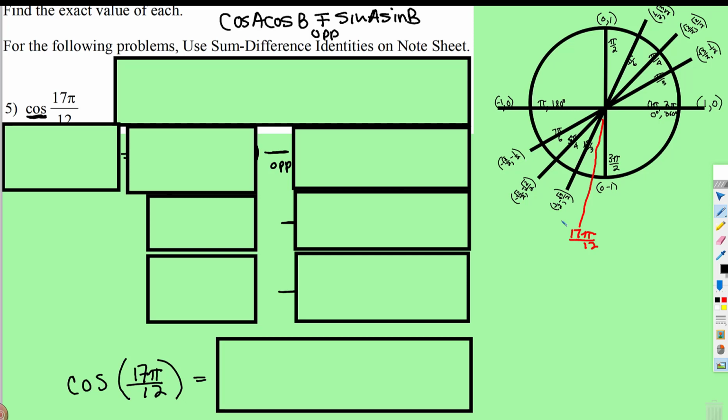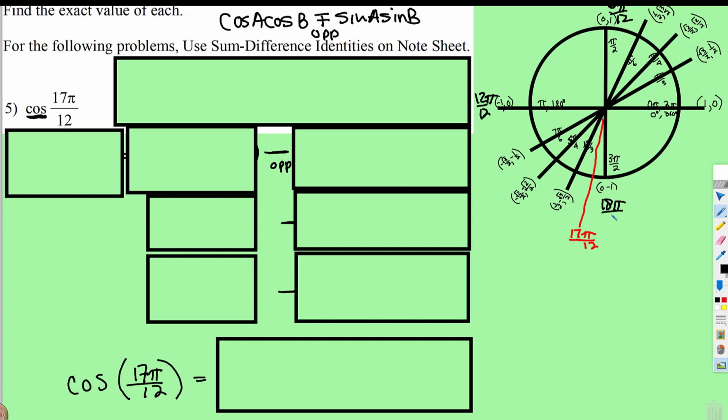Well, look at this. It says 17 pi 12. That's your number 5. Well, remember, pi would be the same as 12 over 12. Half would be 6 over 12. So 6 more than 12 right here would be 18 pi 12s. So then that makes it easy to locate. Oh, this is 17 pi 12s. So when we're finished, remember, cosine is negative in the third quadrant.